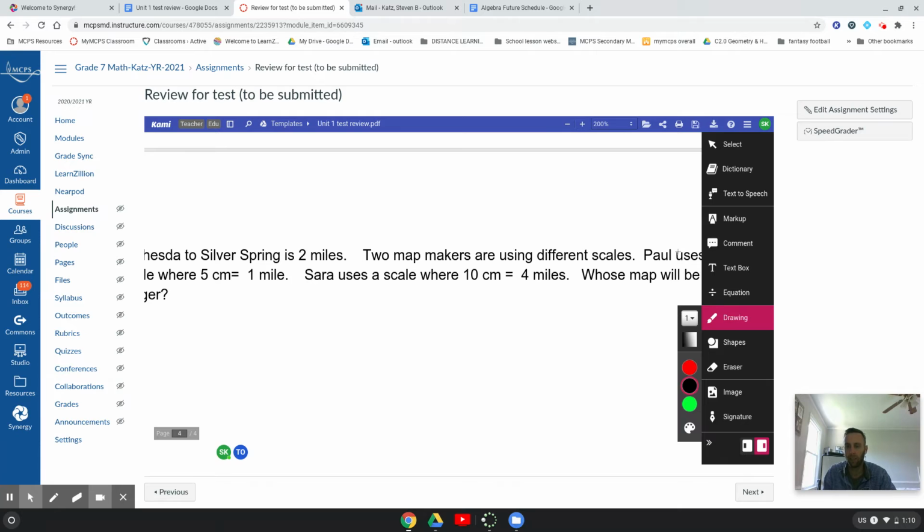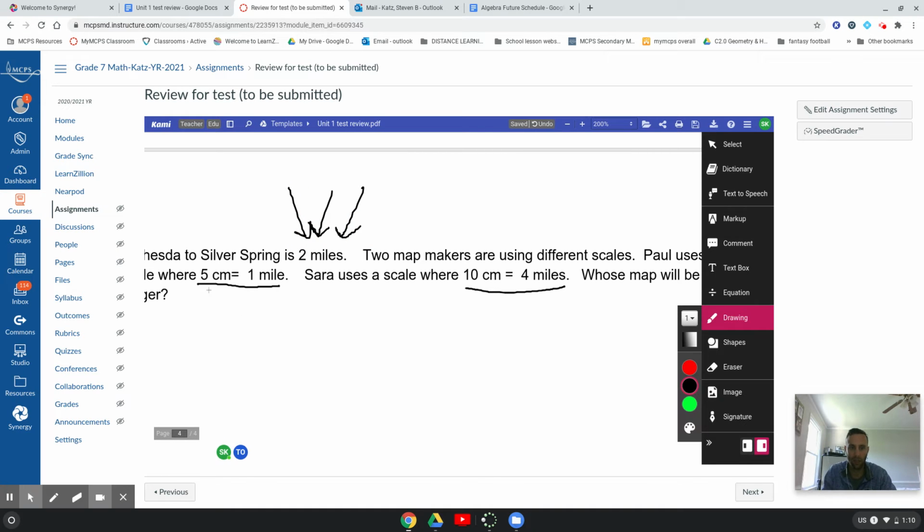So that's basically saying 2 miles on the map. It says Paul uses a scale where 5 centimeters is 1 mile. Sarah uses a scale where 10 centimeters equals 4 miles. And it says whose map is actually going to be bigger. Okay, so here's the deal. We have to convert the 2 miles into centimeters.